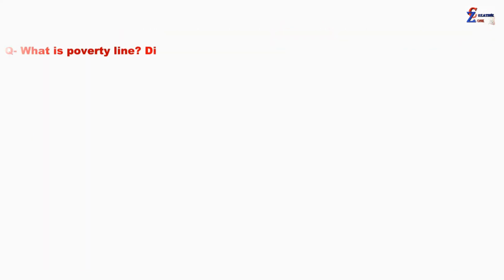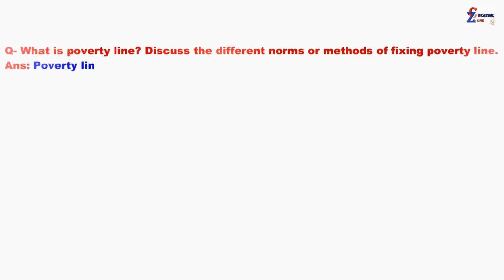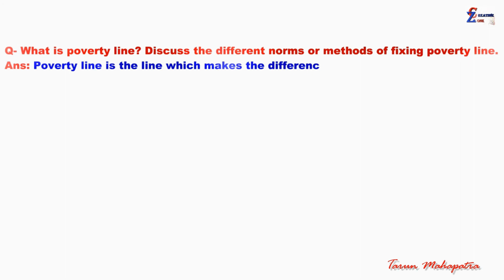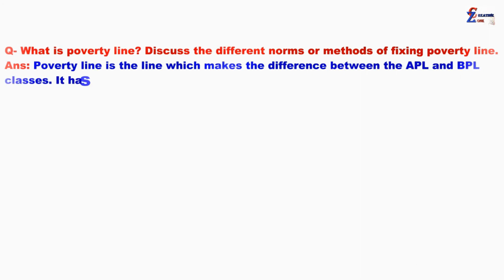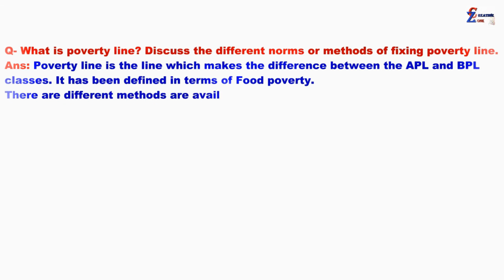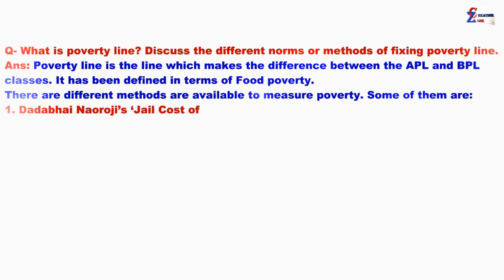What is poverty line? Discuss different norms or methods of fixing poverty line. Poverty line is the line which marks the difference between the APL and BPL class. It has been defined in terms of food poverty. There are different methods available to measure poverty line.